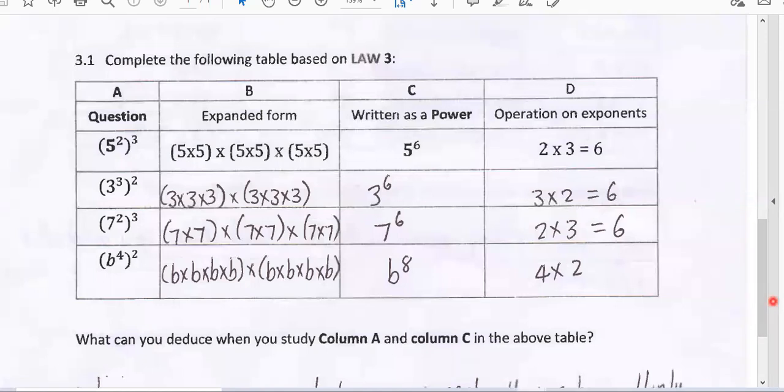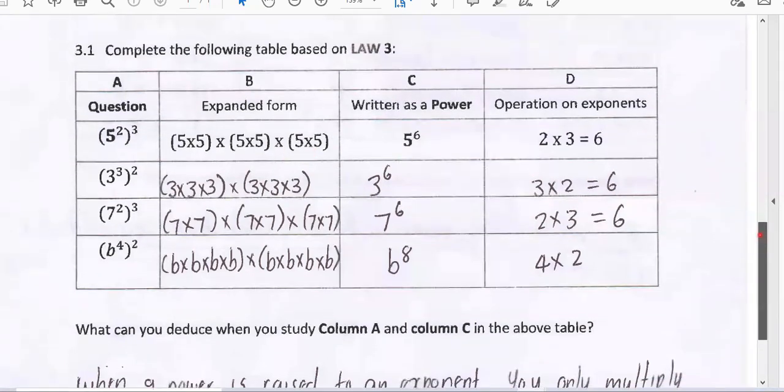Now for the next step, what can you deduce when you study column A and column C in the above table? As you can see, if you have a power raised to another exponent, you write down the base of that power, and you only multiply the exponents. So we wrote down the base, which was 5, then we only multiplied the exponents. It was 2 times 3 to give me an answer of 6.